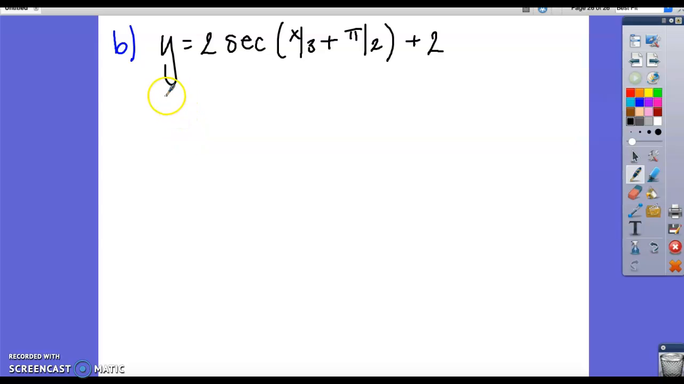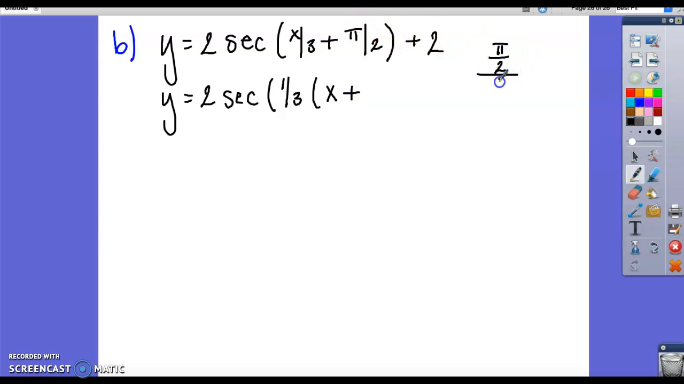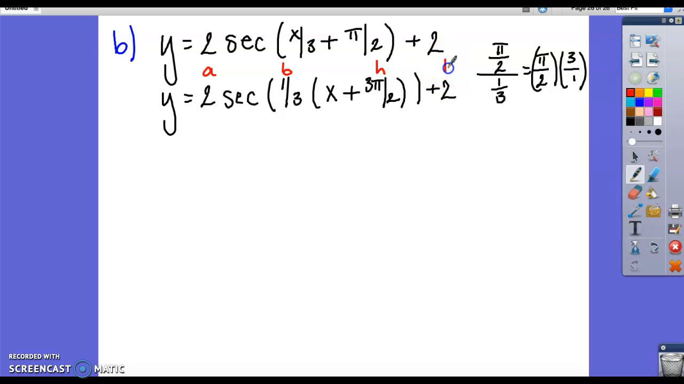Okay, so I'm going to write this in standard form before we do anything, which means I need to factor 1/3 out of this. When I factor 1/3, I'm taking pi over 2 and dividing it by 1/3, right? So that's pi over 2 times 3 over 1, so that's 3 pi over 2. Here's my A, here's my B, here's my H, here is my K.